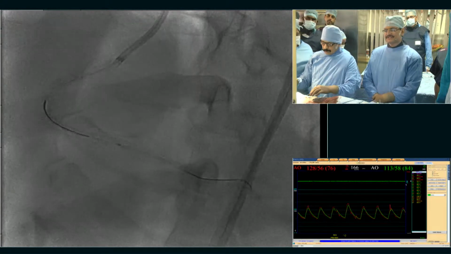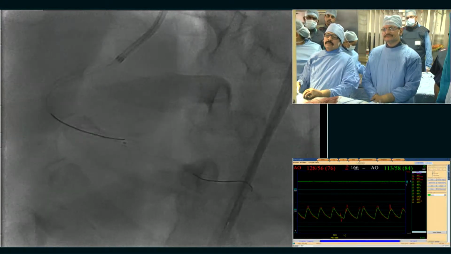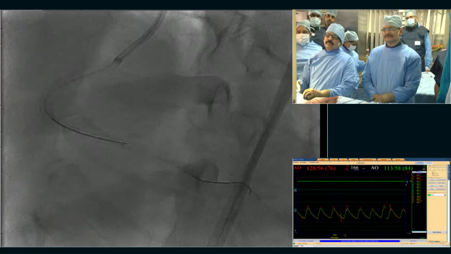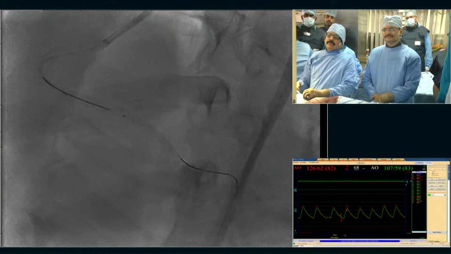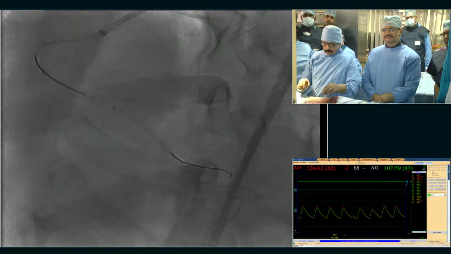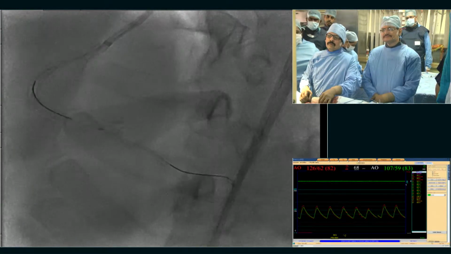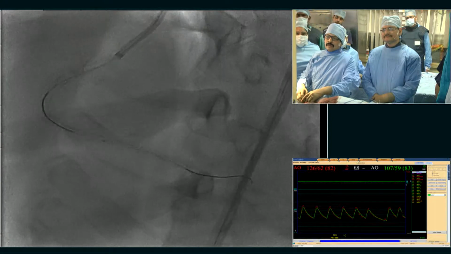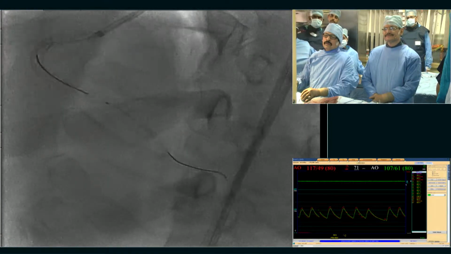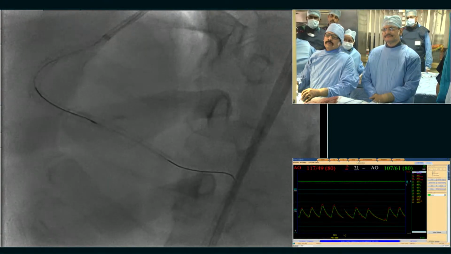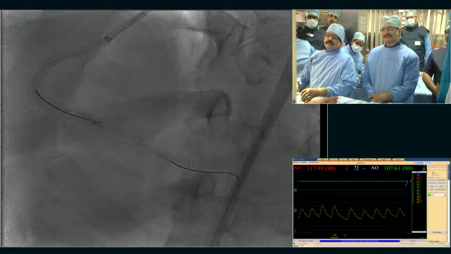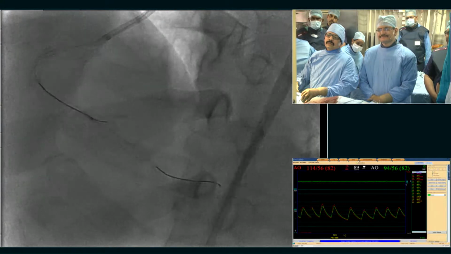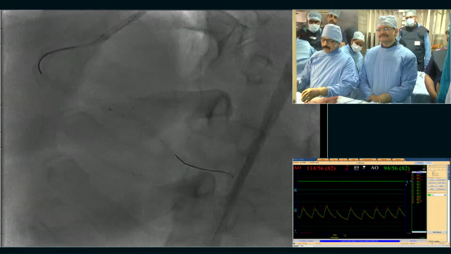So actually you are using a Sion wire, yes? Sion, yeah, soft wire. Yes, yes. I'll make a more bend in the wire. A Sion. Which one? Sion Blue, Sion regular plain one, Sion Black? Sion regular only. Regular one. Fantastic, no? Bend.